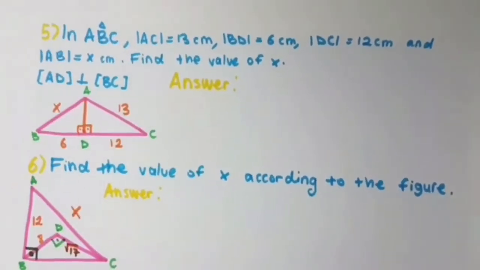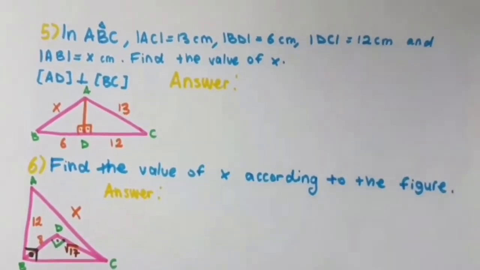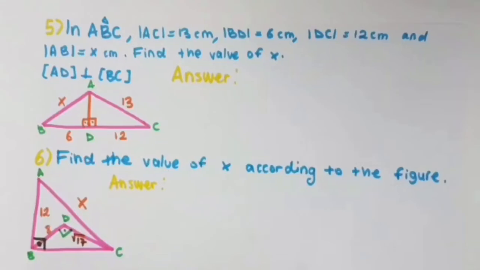In the triangle, AC is 13 centimeters, BD is 6 centimeters, DC is 12 centimeters, and AB is x centimeters. Find the value of x.